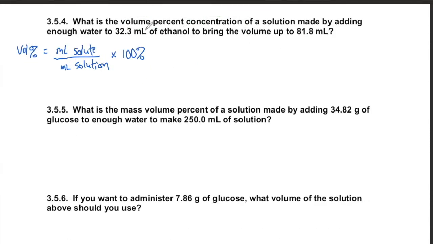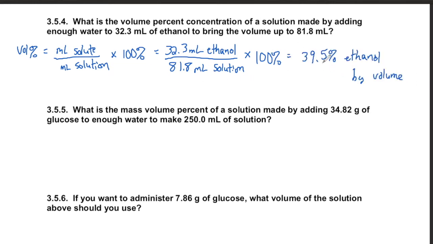Okay, so this problem, we are calculating the volume percent concentration. So instead of grams over grams, we have milliliter solute over milliliter solution, and then that fraction converted into a percent. So our solute is ethanol. Here's our volume of ethanol over the milliliters of solution. And that brings us to 39.5% ethanol by volume, or 39.5 volume percent.